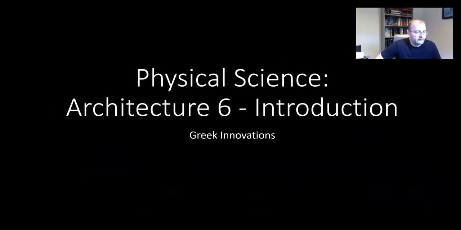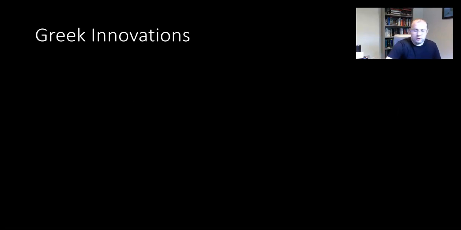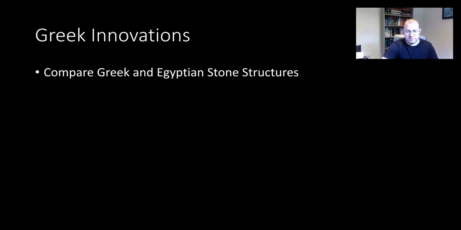All right, so we move on. We go to the Greek innovations. The main thing I'm going to want you to do, the first thing, is to compare Egyptian and Greek stone structures. So you'll be looking at some Egyptian stone structures, some Greek stone structures. Note how they're similar. Note how they're different.